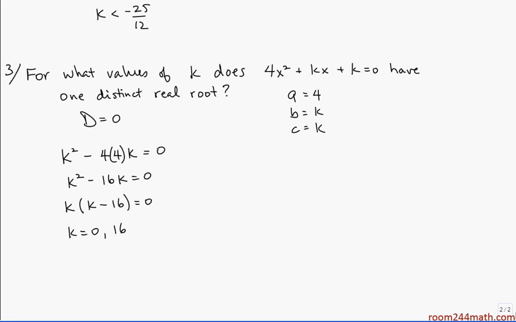So you have two different possibilities. Now obviously if k is 0, both terms involving k disappear, and you just get 4x squared equal to 0. And that certainly only has one real root, which is 0 itself. And then if you plug in 16, you get 4x squared plus 16x plus 16, which is a perfect square trinomial, exactly as we predicted when we saw that if you have a discriminant of 0, you get a perfect square trinomial, and that leads to one distinct real root.